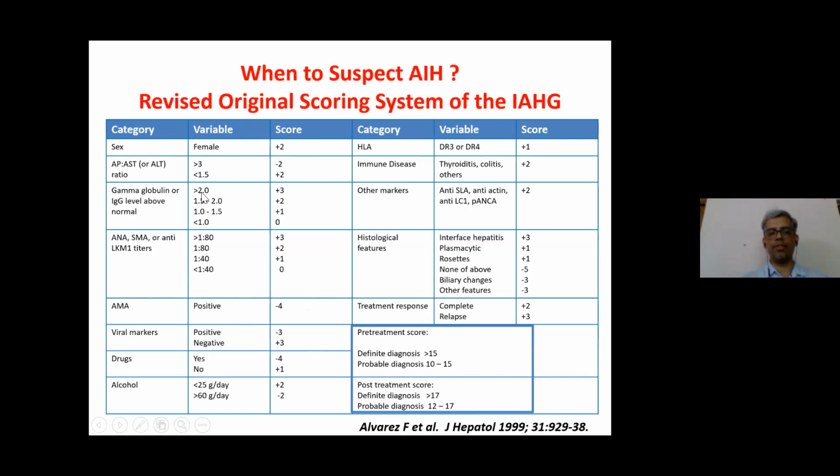a hepatitic type of picture with an elevated AST as compared to alkaline phosphatase, elevated gamma globulin or IgG, positive autoantibodies, negative viral markers, drugs, alcohol, a suggestive histology, other markers in the form of other autoimmune markers, associated immune diseases, and a treatment response. And once you add up all the values of the individual scores, you come to a value which may give you a possibility whether your patient has autoimmune hepatitis or not.